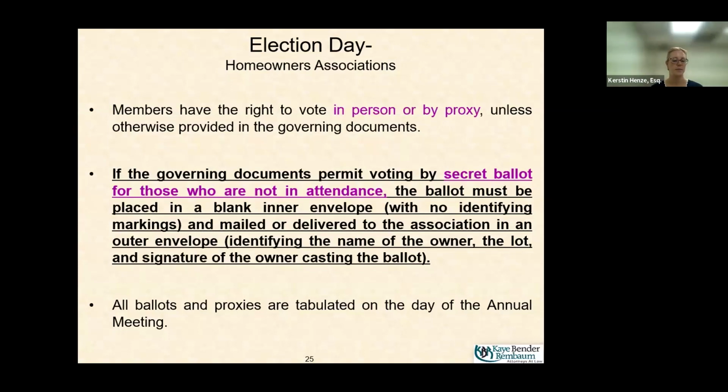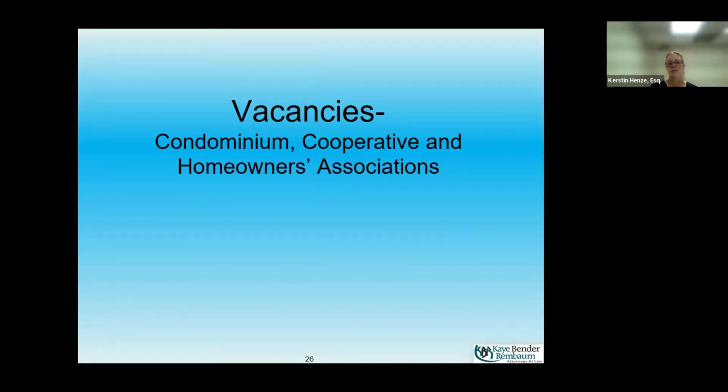Now, if the governing documents permit voting by secret ballot for those who are not in attendance, then the ballot must be placed in the inner envelope, and then the inner envelope has to be placed in the outer envelope, and there has to be a designation on the outside of the envelope for the owner to sign and provide their address, property address. So very much like in condominiums. But again, your governing documents have to initially authorize voting by secret ballot at elections. Ballots and proxies are all tabulated on the day of the annual meeting. There is no option to do this in advance, unless, of course, your governing documents provide otherwise.